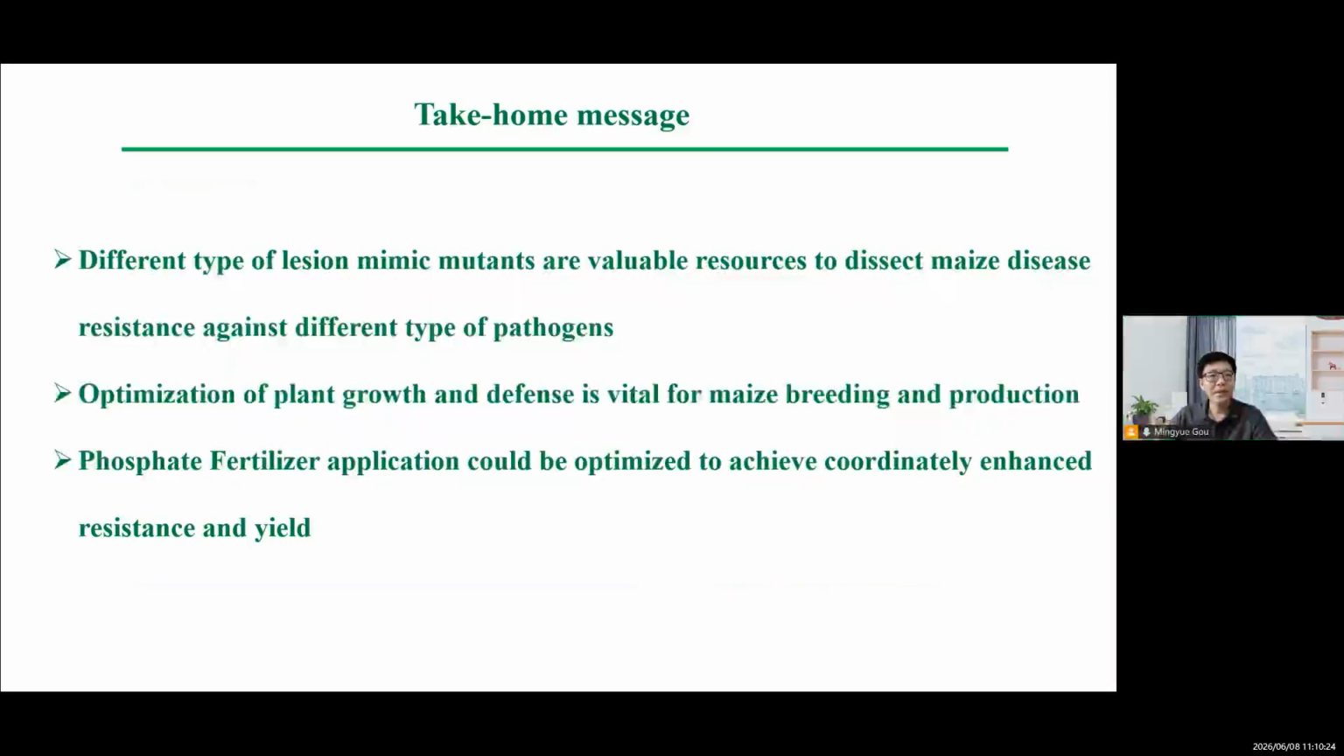This is the last slide of my talk, and the take-home messages are outlined here. First, different types of lesion-mimic mutants are valuable resources to dissect maize disease resistance against different types of pathogens. Second, optimization of plant growth and defense is vital for maize breeding and production. Third, phosphate fertilizer application could be optimized to achieve coordinately enhanced resistance and yield of maize.